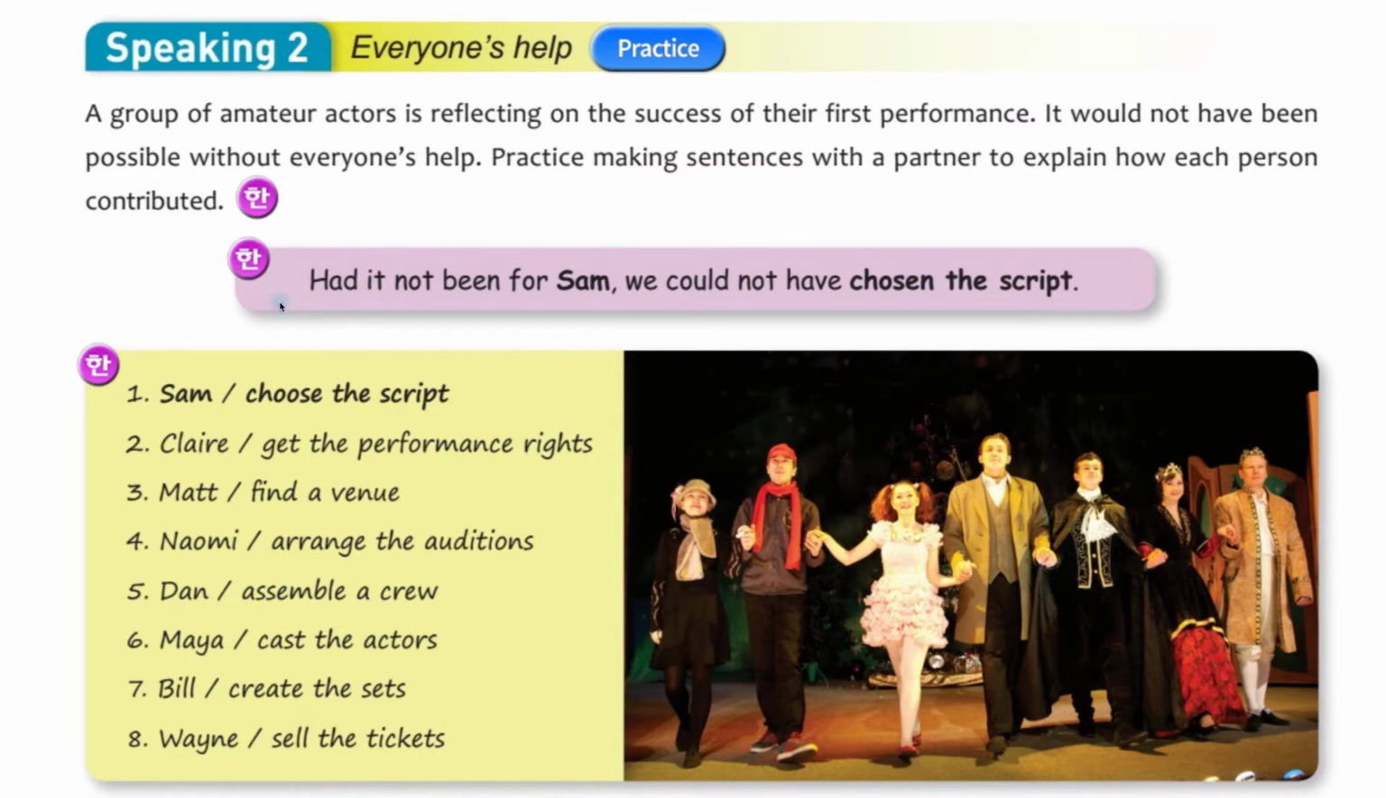Here it said had. The past form of have moves to the beginning of the sentence here. Instead, you delete if. Yes, so we'll show how that works. And here it says, we could not have chosen the script. Actually, this is quite positive. The point here is you've got not here, not here.